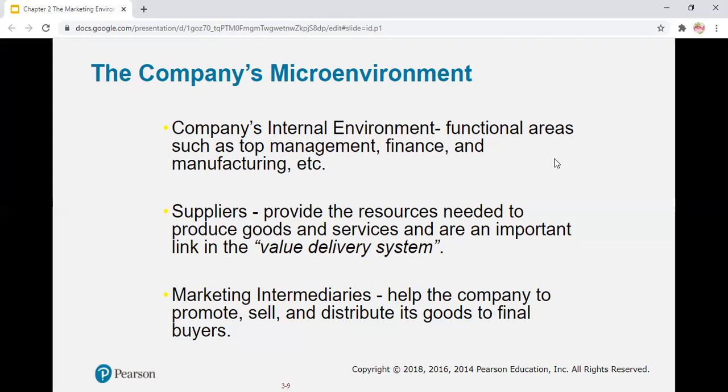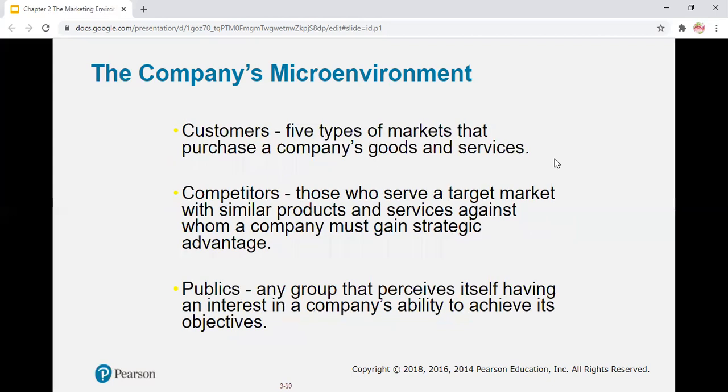Now, the marketing intermediaries. The job of marketing intermediaries is to help the company to promote, sell, and distribute its goods to final buyers. Then we have customers. We have 5 types of markets that purchase a company's goods and services. Here we will talk about those 5 types of markets in the next slides. Competitors are those who serve a target market with similar products and services, against whom a company must gain strategic advantage.